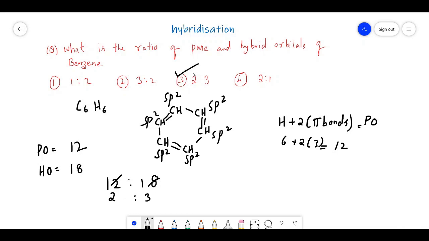So this is all about hybridization. In this way, he can ask about hybridization for organic molecules, and he may also ask how to find pure orbitals and hybrid orbitals, or sometimes he will ask to find the ratio of pure and hybrid orbitals.